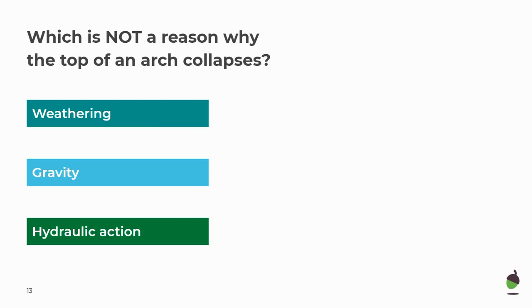Which is not a reason why the top of an arch collapses? 5 more seconds to think about it. And the answer is hydraulic action. Hydraulic action is linked to waves and those are found at the bottom. So the bottom of the arch will be eroded by hydraulic action, but the top of the arch is going to collapse because of weathering and because gravity is pulling it down where it's unsupported.